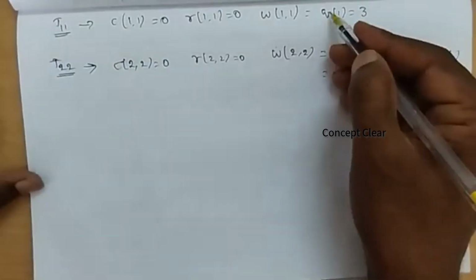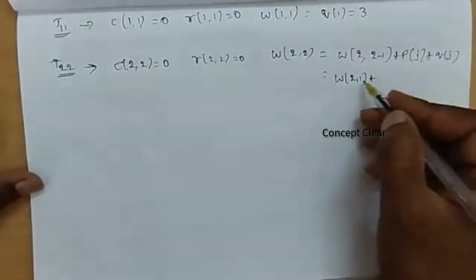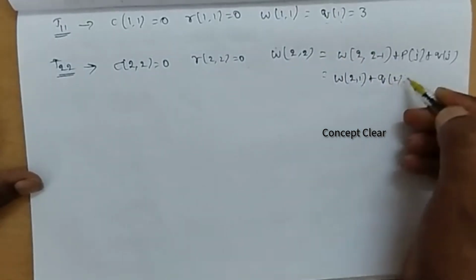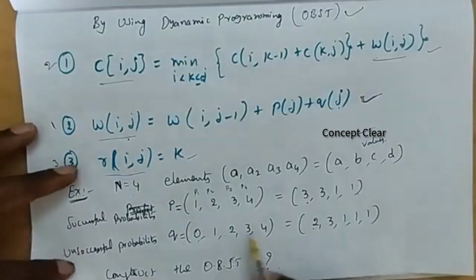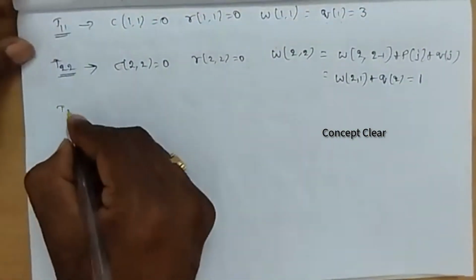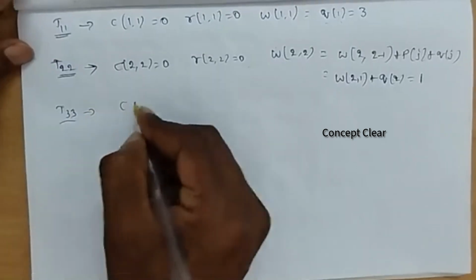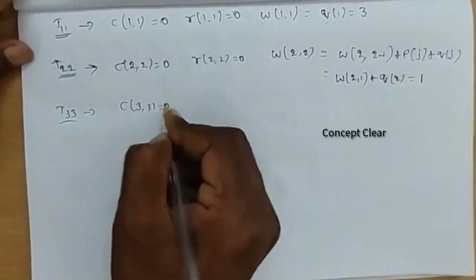Yeah, in the first equation we will get Q of 1. Here also we will get the Q of 2 value. So what is the Q of 2 value? Again 1. Q of 2 equals 1. Okay. Similarly, if we calculate T of 3 also, C of 3 is 0.